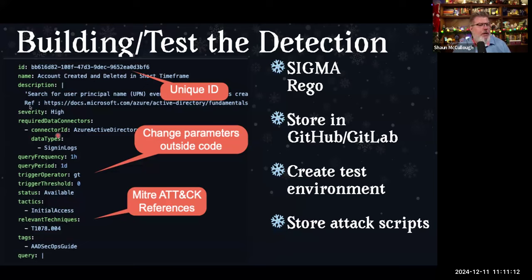I can make changes to it. Then I create my environment. I also want to store my attack scripts near it and connect it to it. So I would actually have in here a pointer to my detection script name so I know how to run the attack again.